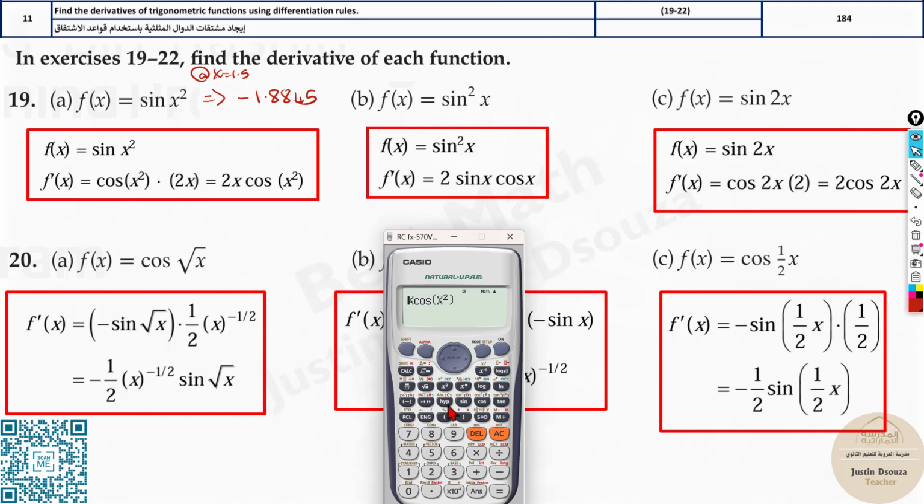Now let me change a single value here and calculate it at 1.5. It's not going to be the same. No other answer will match. Only one correct unique solution will be there.